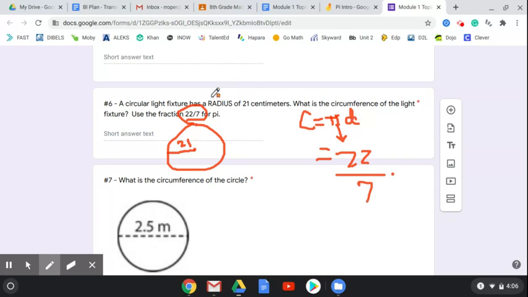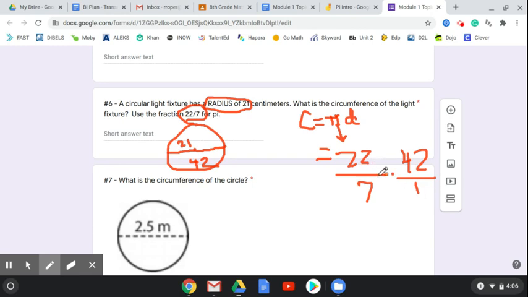Now, I wasn't told the diameter. It says the radius is 21, but if you know the radius, you also know the diameter, right? If halfway across the circle is 21, that means all the way across the circle is twice that. So 21 plus 21, or 42. So the diameter is 42. I'm going to put 42/1 since I'm multiplying fractions here.